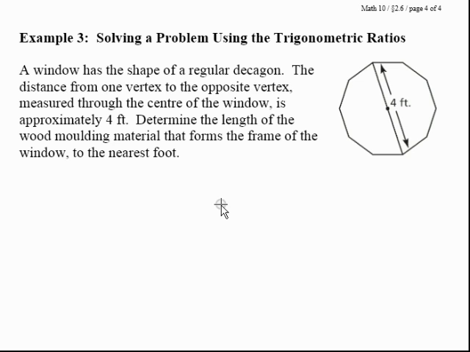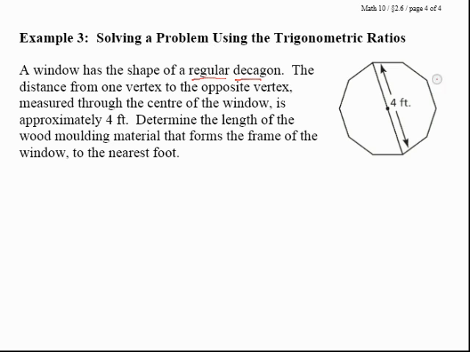Okay, example 3 is using trig to solve a problem that's not just a made-up problem. This is actually something you might need to do if you were building a fancy window in your house. The window has a shape of a regular decagon. Deca means 10, so it means it's a 10-sided window. And regular means that the angles and the sides are all the same.